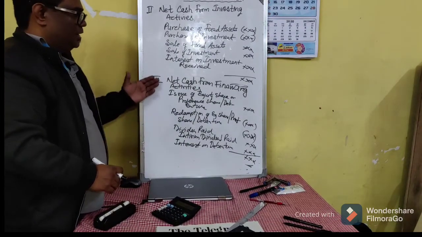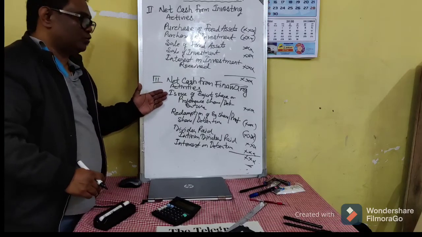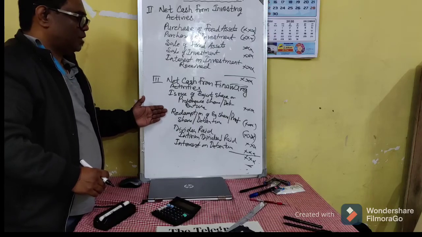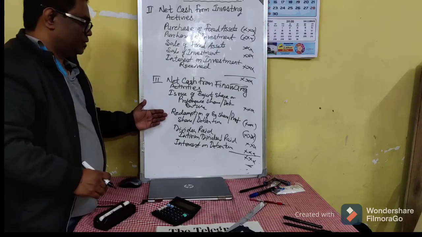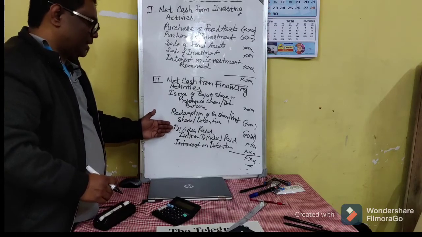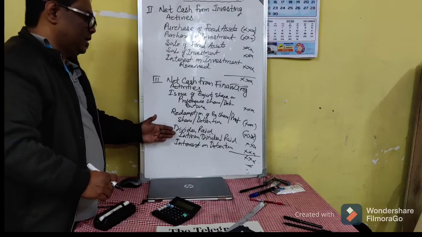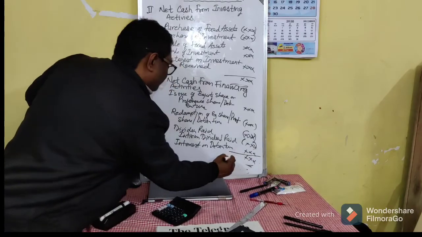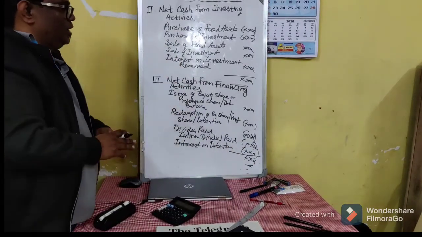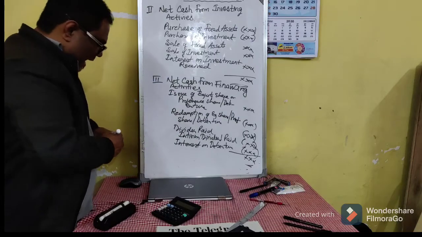So net cash from financing activity: issue of equity shares, preference shares, issue of debentures will be the inflow of cash. Redemption of equity share, redemption of preference share, redemption of debentures is the outflow of cash that's subtracted. Dividend paid is subtracted, interim dividend paid is outflow of cash subtracted, and interest on debenture paid is outflow of cash subtracted. So if we calculate this here, we'll get the net cash from financing activity now.